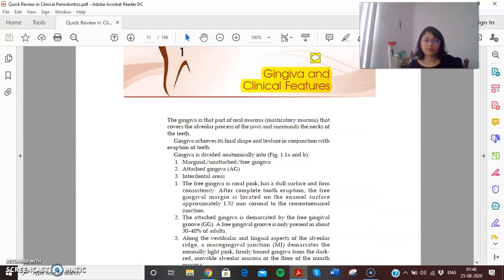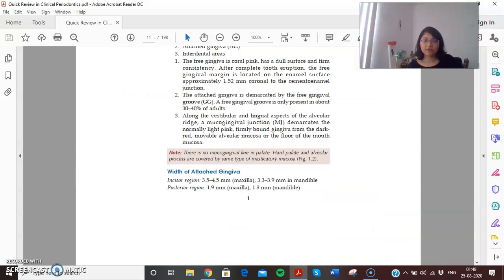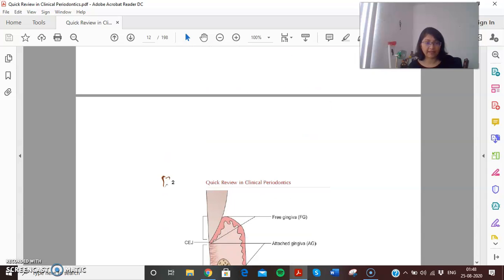So if I go to gingiva, you see there is something called a note, and that's in purple. What these purple blocks are going to tell you is any clinically relevant thing that follows that topic. So in this particular one, you find out about the mucogingival line.